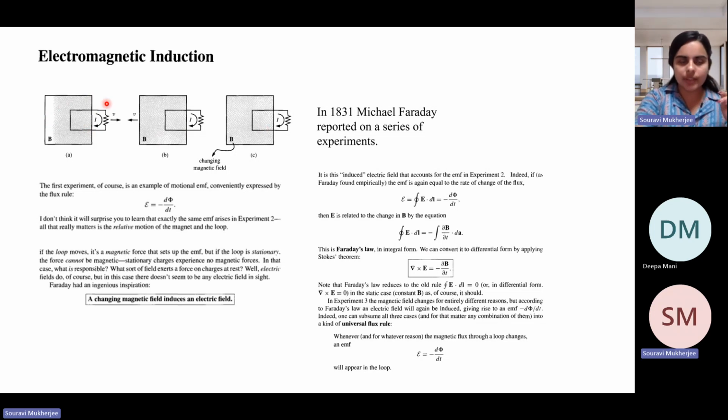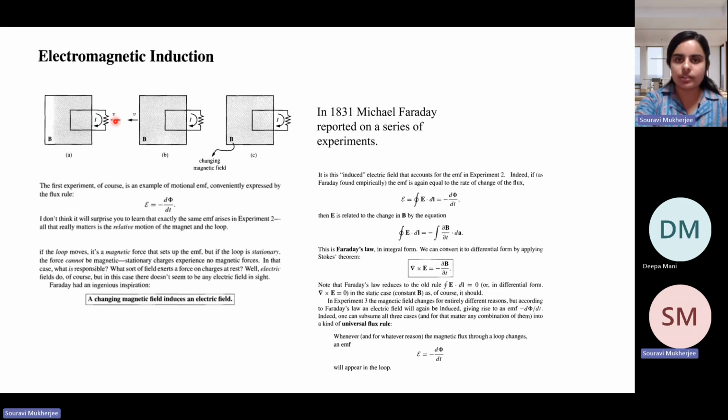Okay, so the first experiment is something similar to what we just discussed. We take this loop outside of some magnetic field region. So the flux linked changes, and because of that, an EMF is generated, and that results in some current through this resistor. So this is the motional EMF we just discussed, right?